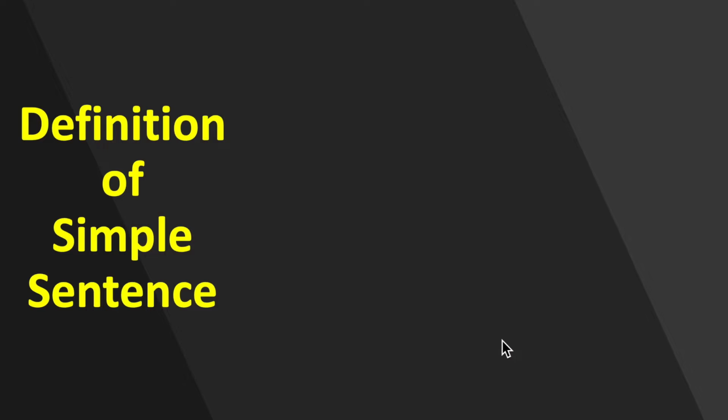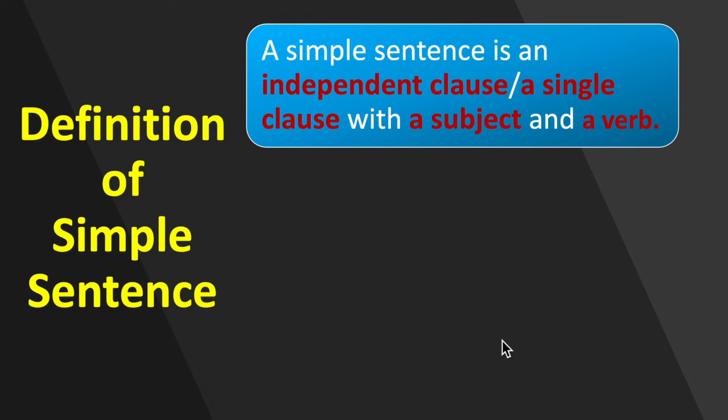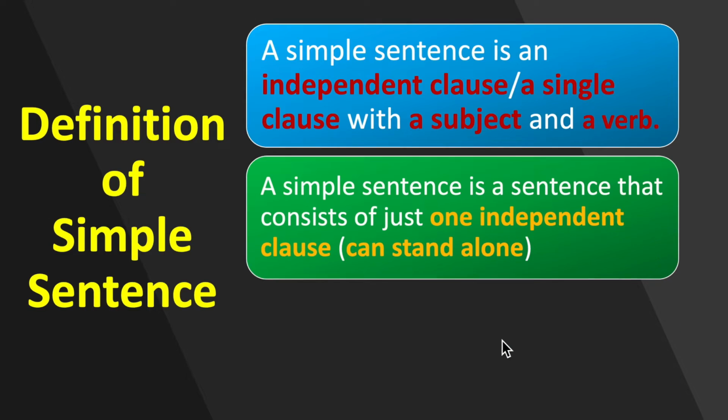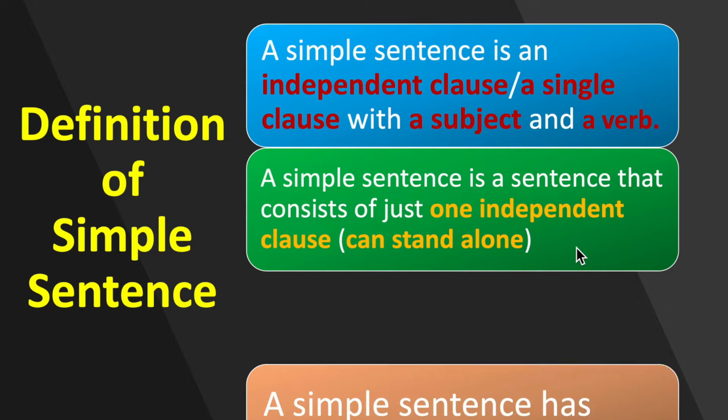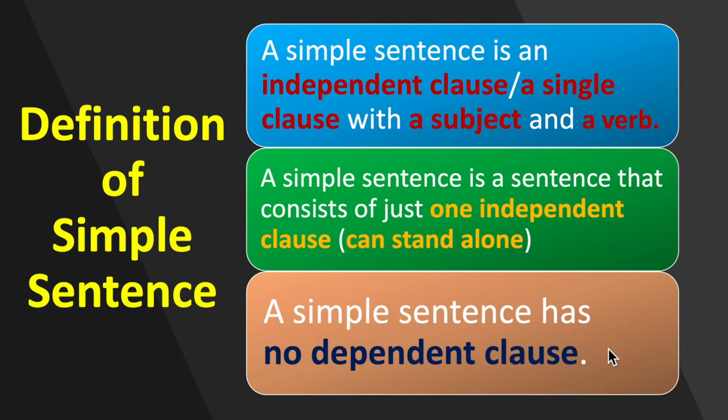So let's move. Definition of simple sentence. We must know what a simple sentence really is. What is its definition? How do books define a simple sentence? A simple sentence is an independent clause, a single clause with a subject and a verb. In other words, we can say a simple sentence is a sentence that consists of just one independent clause. That means one independent clause, it can stand alone. It may also mean a simple sentence has no dependent clause. So these are some of the shades of what a simple sentence is all about. But that's not all. So let's find out more about simple sentences.